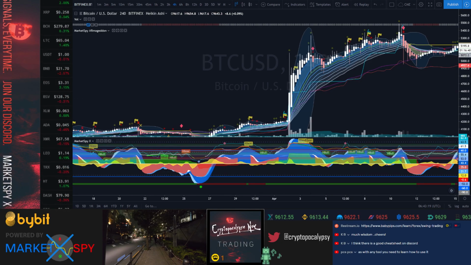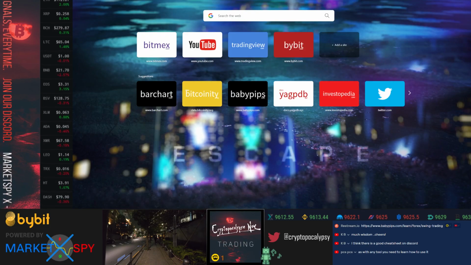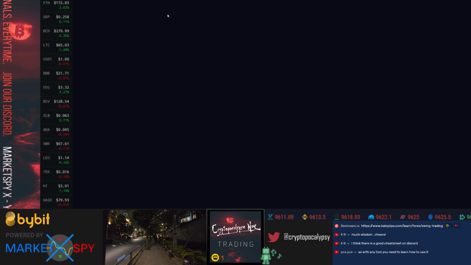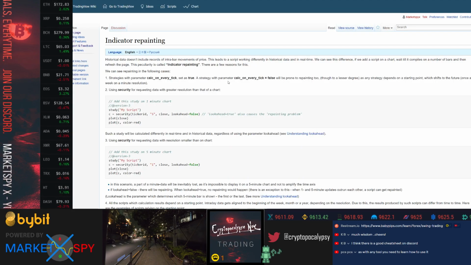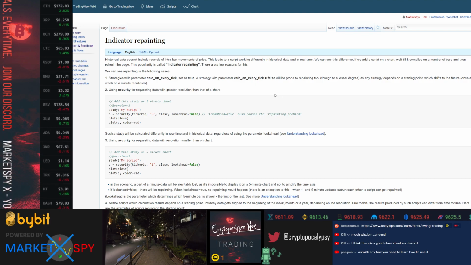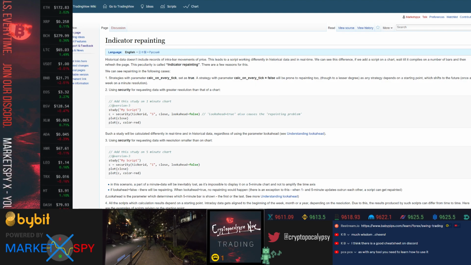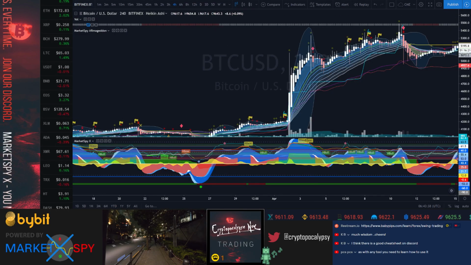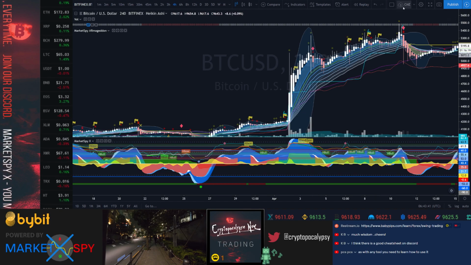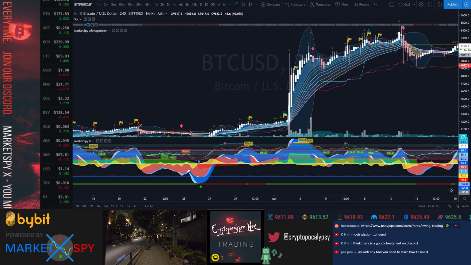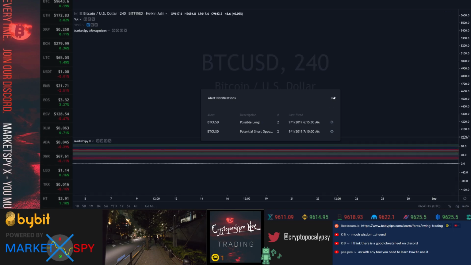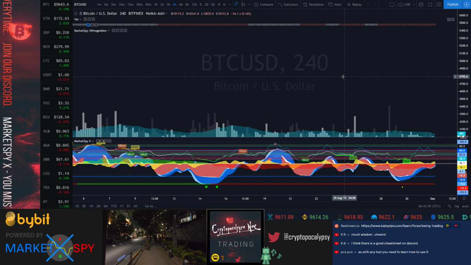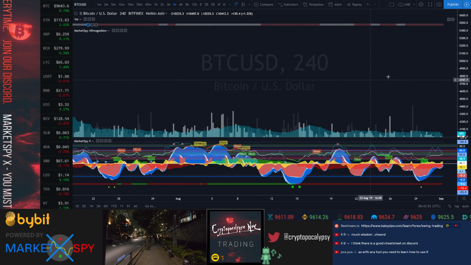Let's go to repainting. People get these ideas about repainting. So this is what repainting is, basically: you're looking at a chart like this, and when you refresh it, the signals that appeared on the chart are no longer there. This is not the case.